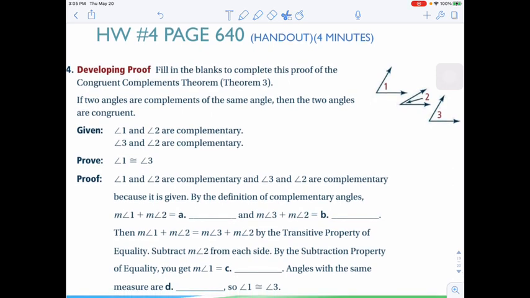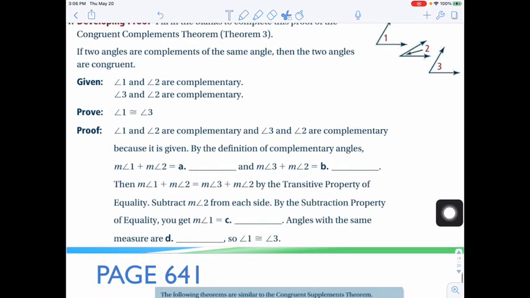Fill in the blanks to complete this proof of the congruent complements theorem, theorem 3. If two angles are complements of the same angle, then the two angles are congruent. We have given angle 1 and angle 2 are complementary, angle 3 and angle 2 are complementary, prove that angle 1 is congruent to angle 3. So they've already written out the majority of this paragraph proof, and it is very similar to the proof that we just completed. So you are responsible for filling in the blanks A, B, C, and D.